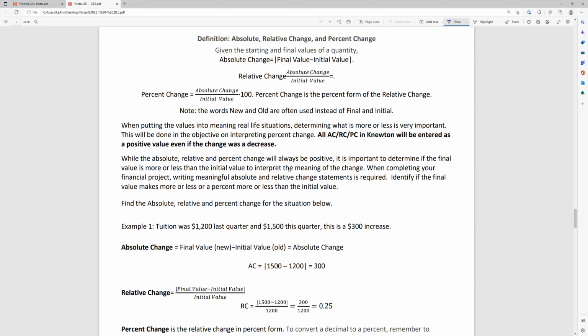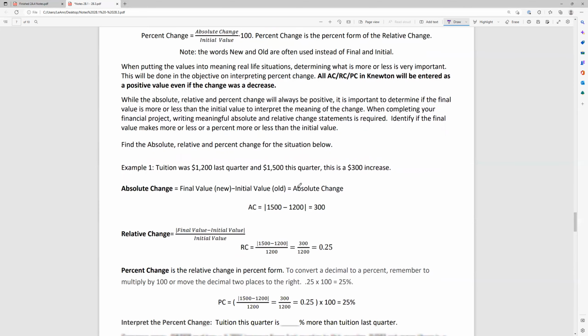So while the absolute, relative, and percent change will all be positive for us, it's important to determine if the final value is more or less than the initial value to interpret the meaning of the change, so that you can say more than or less than or percent increase or percent decrease. When completing your financial project, writing meaningful absolute and relative change statements is required. Identify if the final value makes more or less of or a percent more or less than the initial value.